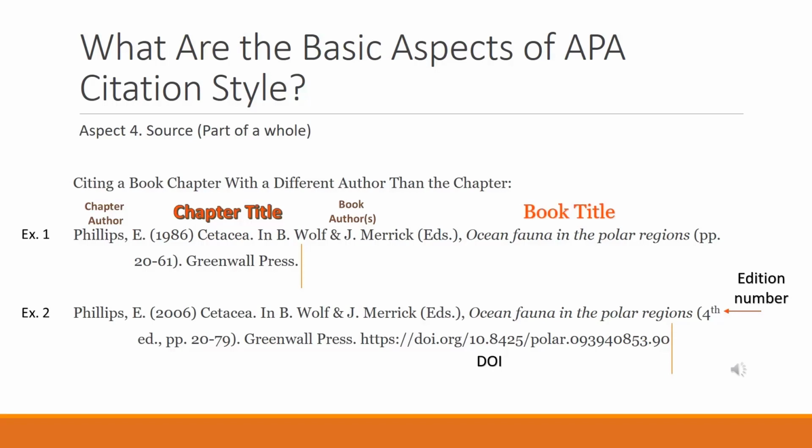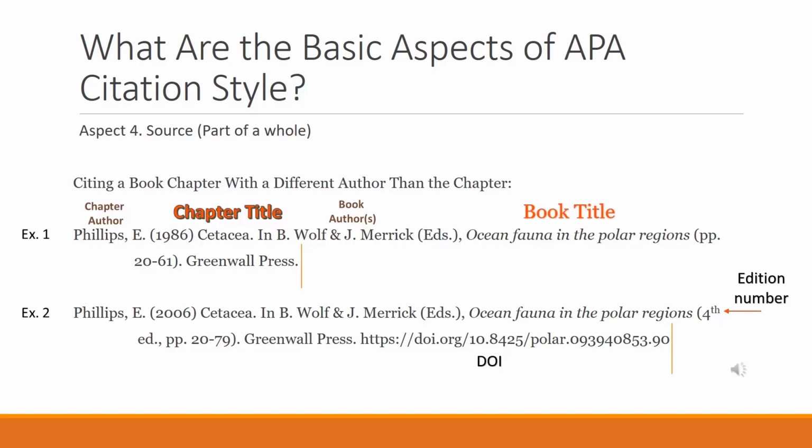So in example 1, after the chapter title Citatia, you put a period or full stop. Then the word in, followed by the editors of the work. Editors in the source section are with first and middle initials first, which is the opposite of how they are shown in the author section. They are followed with capital EDS, period, in parentheses. Follow the editor's portion with a comma, and then the larger whole work called Ocean Fauna in the Polar Regions, in italics. This is followed by the specific page range, in parentheses, followed by a period, and then finally the publisher, in this case, Greenwald Press. End with a period or full stop.